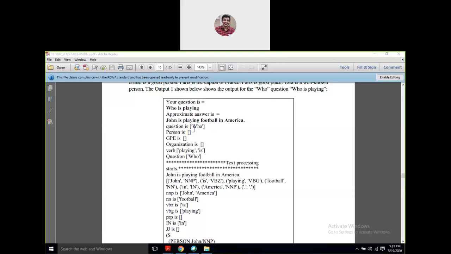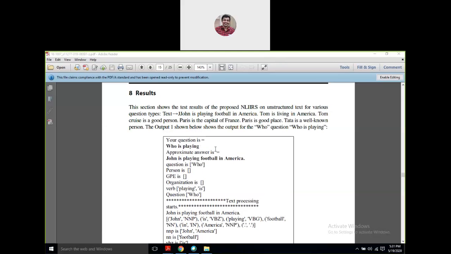Let's say there is a text, and the text is somewhat like John is playing football in this, and Tom is living in America, and Tom Cruise is a good person, and Paris is the capital of France, and Paris is a good place. So I do understand that this is a set of paragraphs which is very weird for you, and Tata is a well-known person. So the text starts from here and it goes up to here.